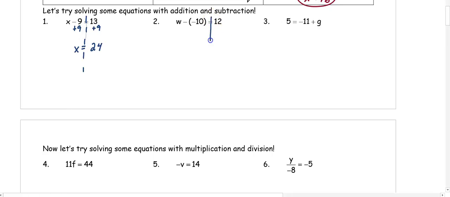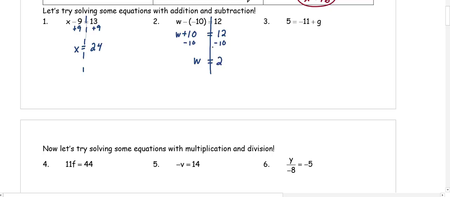So number two, w minus negative 10 equals 12. Remember when we have two negatives in a row, it becomes positive. So w plus 10 equals 12. The inverse of addition is subtraction. So we're going to subtract 10 from both sides, and w equals 2.